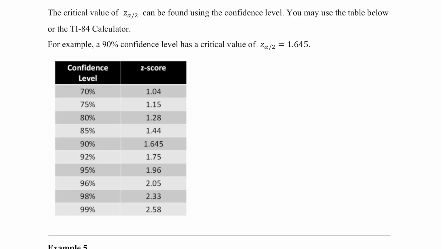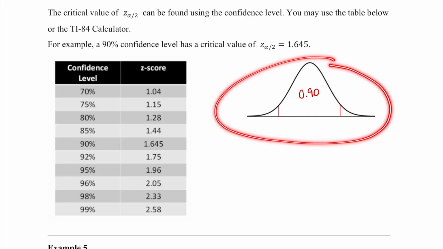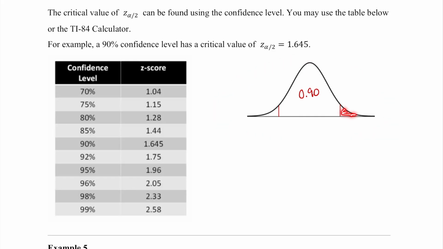Start by sketching a bell-shaped curve. Since the confidence level is 90%, we place 90% in the middle of the curve. So this area is 90% or 0.90. The total area under the curve is 100%. So the remaining area is 10%. So this piece is 5% and this piece is 5%.